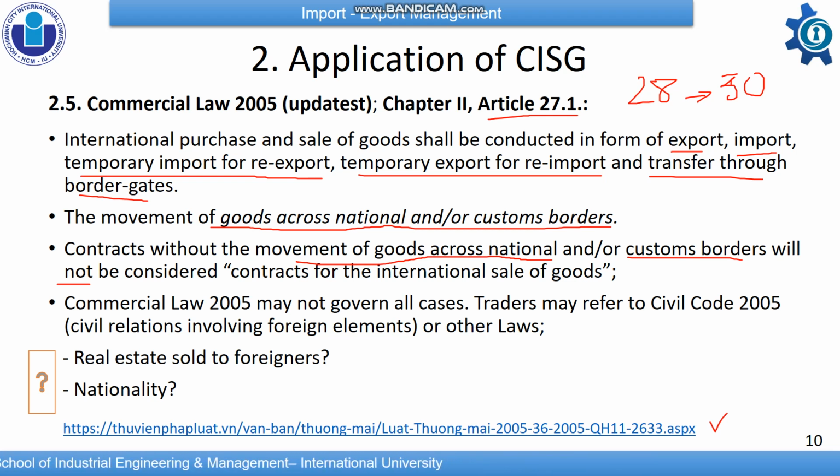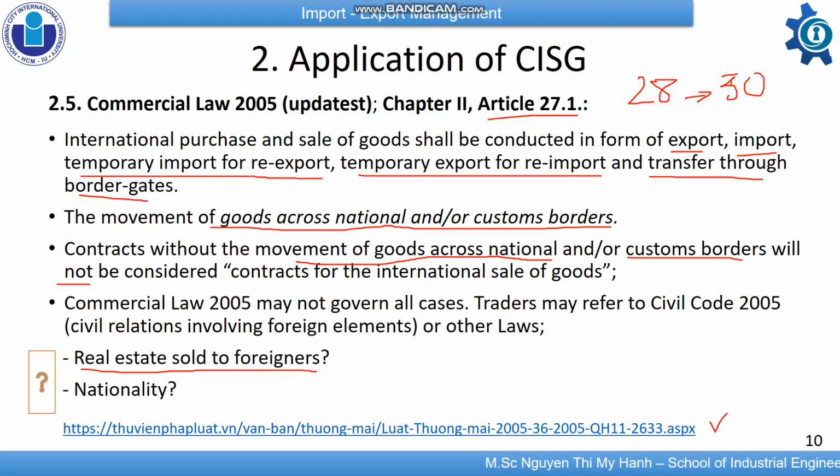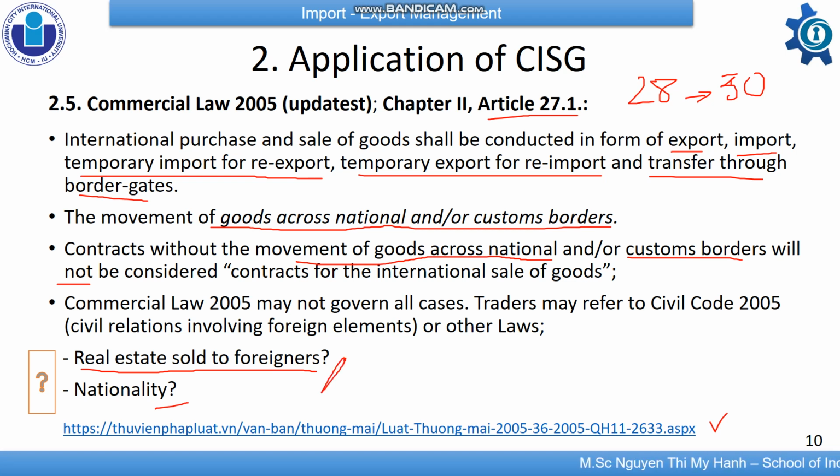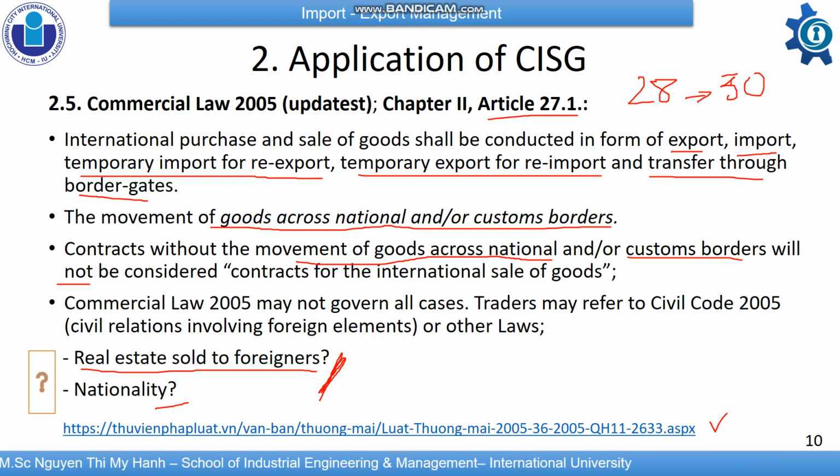Okay, so a question for you is, what if we sell real estate to foreigners? Is it considered CISG? And the second question is, do we consider the nationality when we use the commercial law for CISG? So help me think, spend some time thinking about these two questions. And maybe I will put those questions in the quiz for you guys.